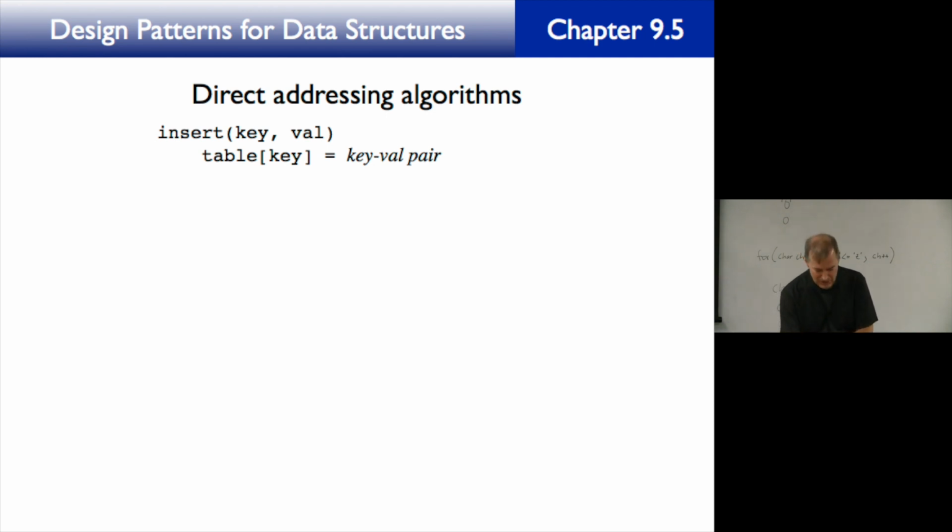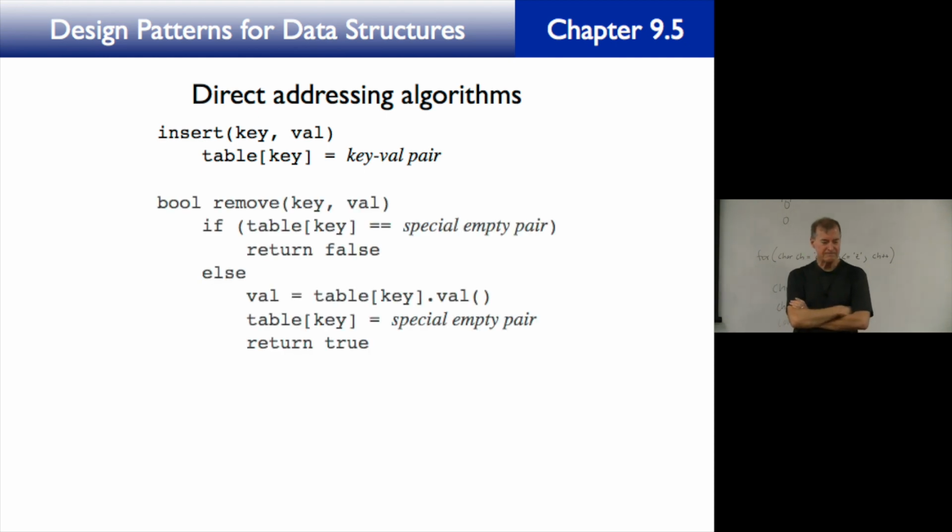Okay? And here, how would you do remove? Like this: bool remove(key, val). And by the way, in order to do this, we would have to initialize our array to have some special empty pair of values so that we could detect that nothing's in there, because we would not want to interpret garbage as being something. Are you with me? So we would need a special key value pair that we could detect that would represent it being empty.